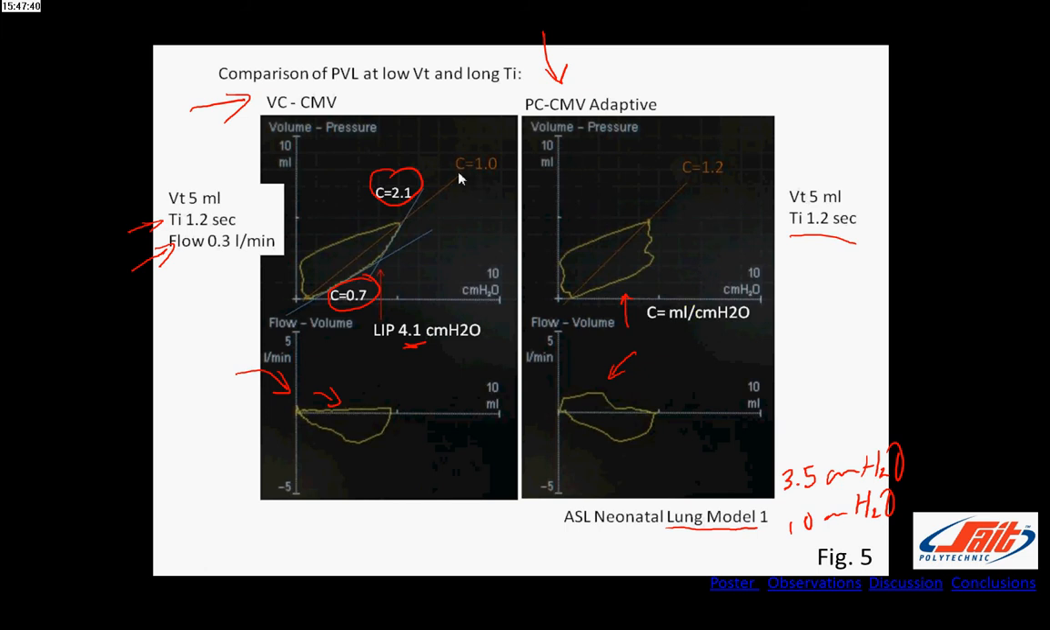I think that the average compliance is quite comparable. A compliance of 1 to 1.2, the differences in that is quite subtle, and I think that's pretty realistic estimation of the actual average compliance of the lungs.